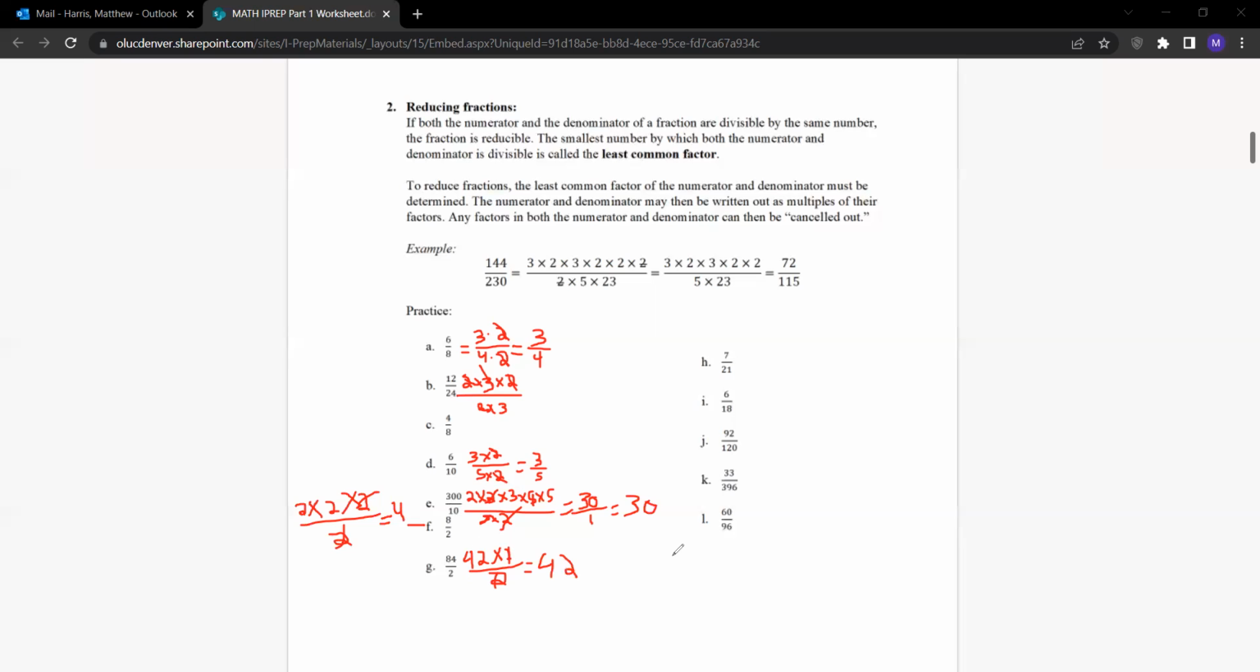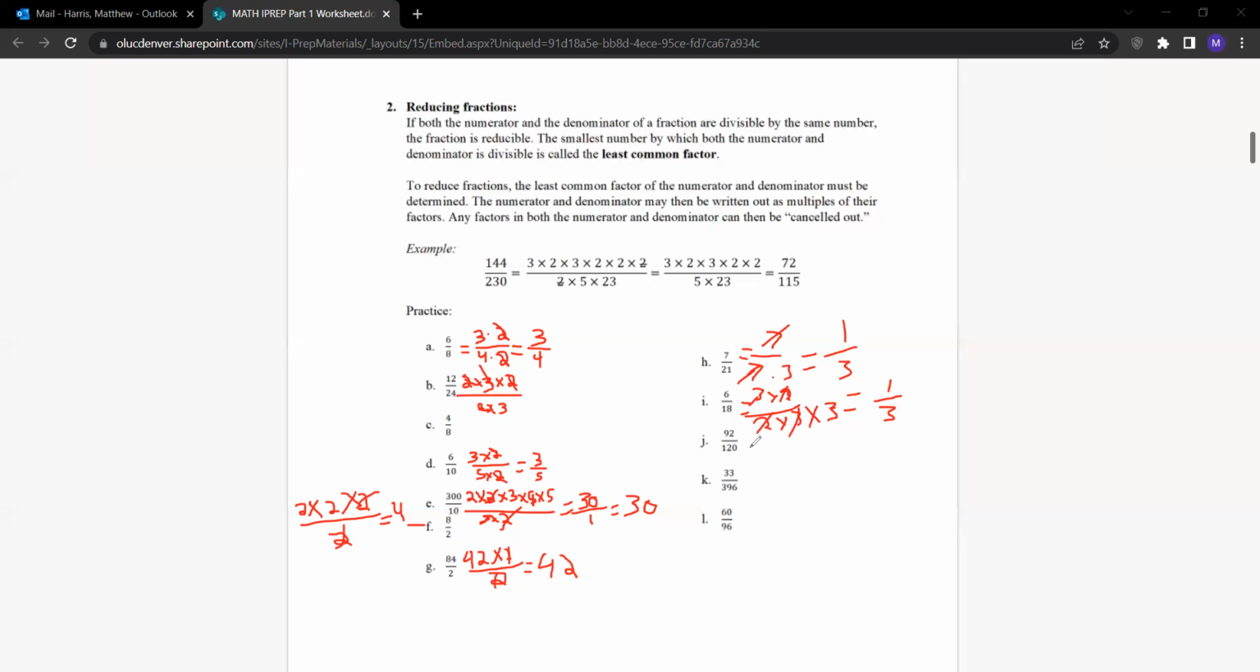Let's keep going. So up here we have 7 over 21. So 7 is a prime number, so we leave that how it is. 21 is 7 times 3. We cancel out the 7s, equals 1 over 3. Down here we have 6 over 18, so we have 3 times 2 over 2 times 9. We know that's 2 times 3 times 3. Okay, we can cancel out the 2, the 3, the 2, the 3, equals 1/3 yet again. And then we can just keep going.